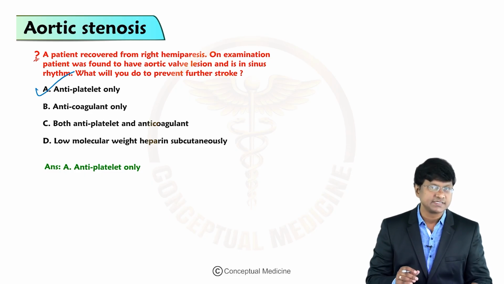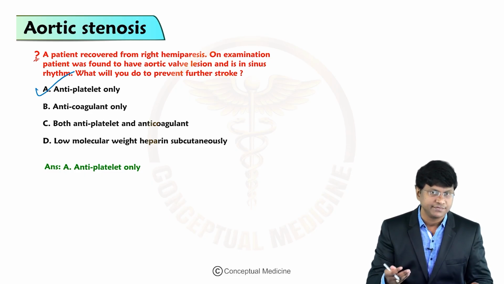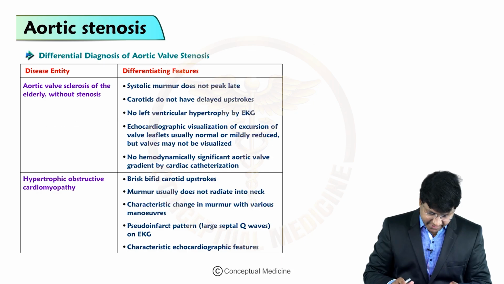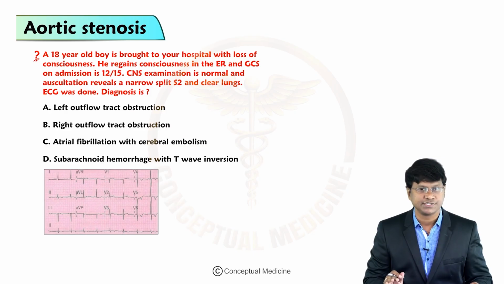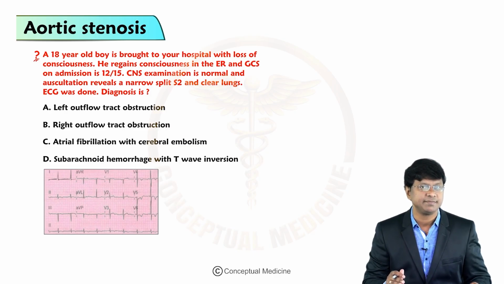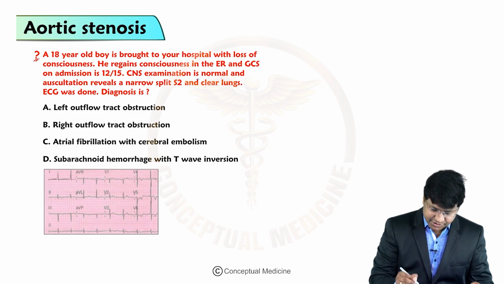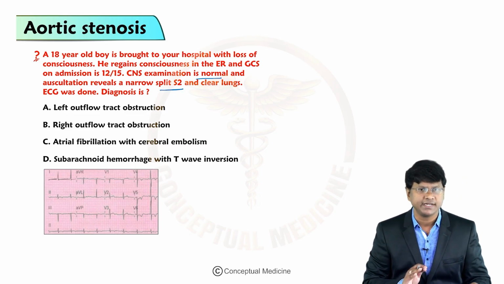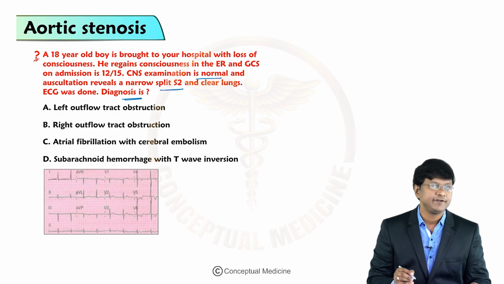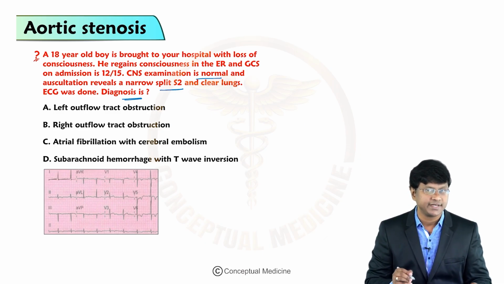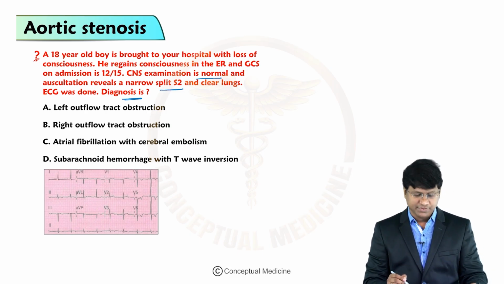Now, after having discussed which group of individuals we give the antiplatelet or anticoagulant, you see the next question. An 18-year-old boy is brought to your hospital with loss of consciousness. He regains consciousness in the emergency department and GCS on admission is 12/15. CNS examination is normal and auscultation reveals a narrow split second heart sound and clear lungs. ECG was done and what is the diagnosis? Left ventricular outflow tract obstruction, right ventricular outflow tract obstruction, atrial fibrillation with cerebral embolism, subarachnoid hemorrhage with T-wave inversion.